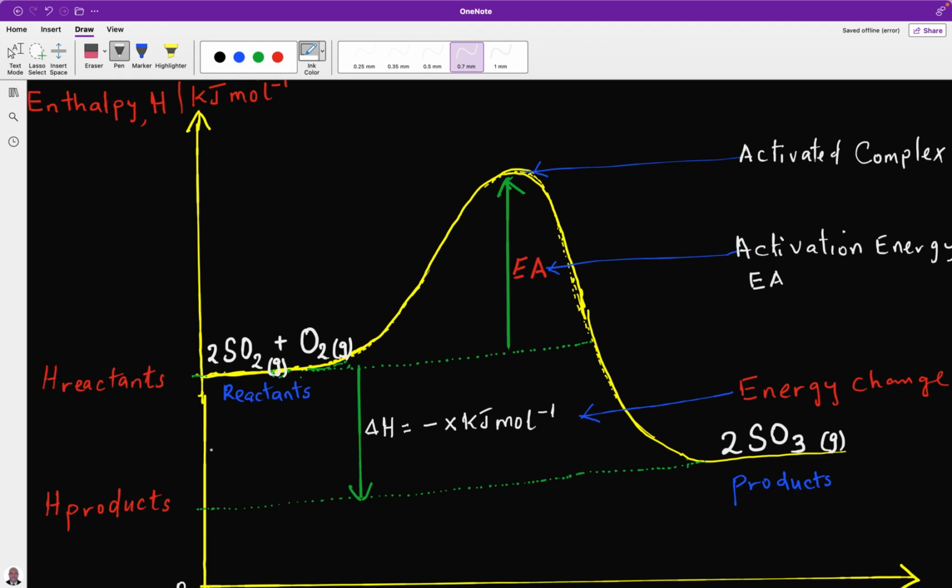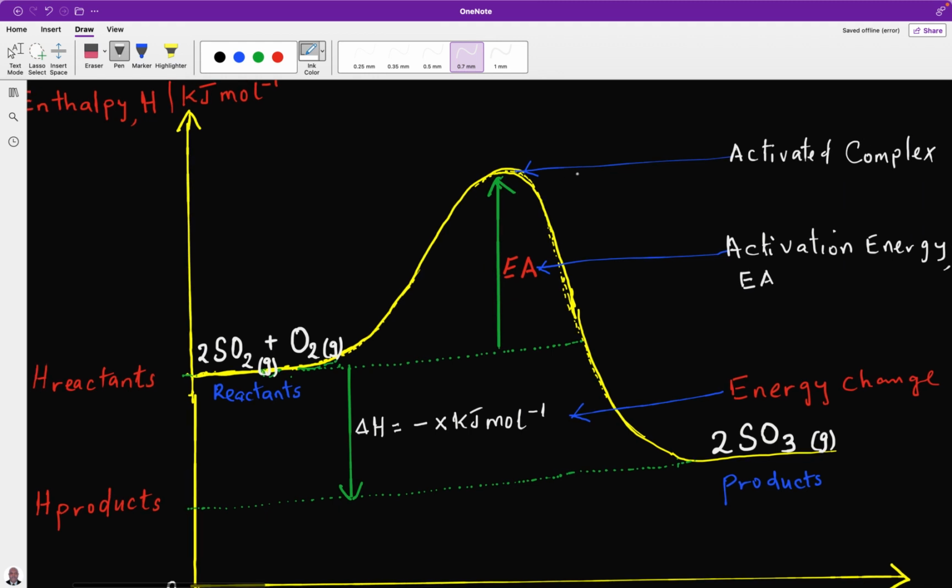We have been told to indicate the activated complex. This is the activated complex, where there's rearrangement of bonds. This is the activation energy, EA. From here to this level on the right, this is the activation energy.